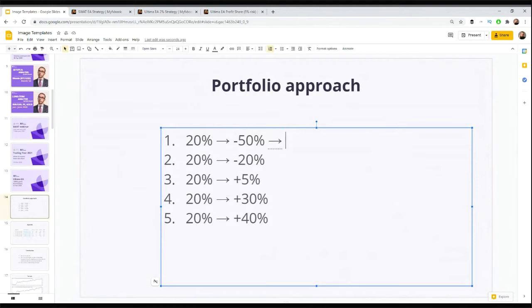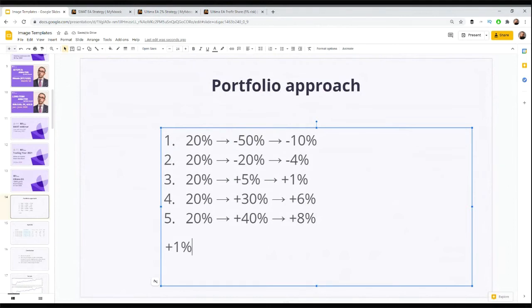But if it's only 20% on it, that's actually just minus 10% loss there. 20% loss of 20% is minus 4. 20% gain of 5 is plus 1. 20% of plus 30 is plus 6%. And this is plus 8%. So what is the total? So we have minus 14% in losses, but we have plus 15% in gains. So the total portfolio performance is still up at 1%, plus 1%.